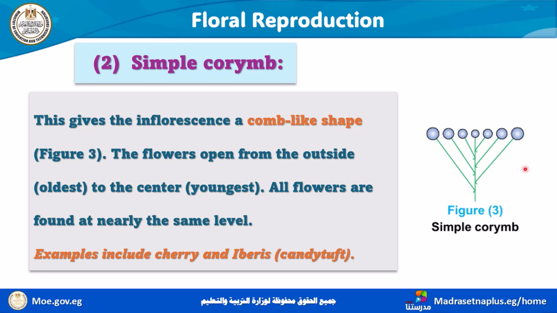The flowers open from the outside, which are the oldest flowers, to the center, which are the youngest flowers. All flowers are found at nearly the same level, as you can see here in the figure. Examples of the simple corymb include cherry, cypress, and candytuft.